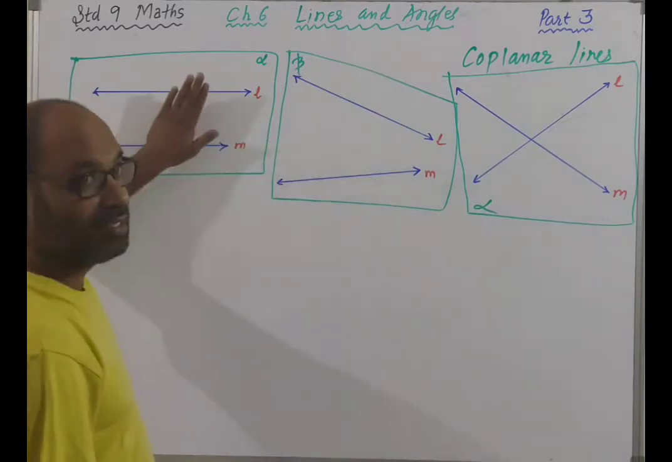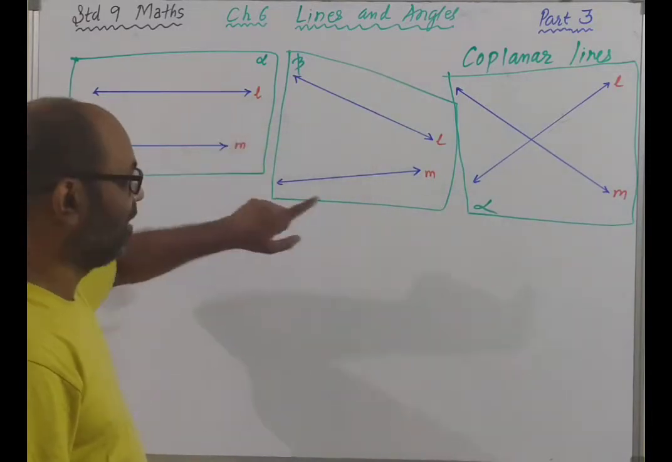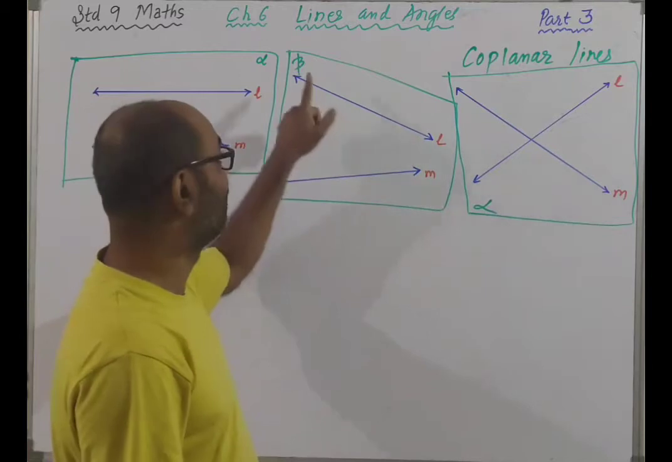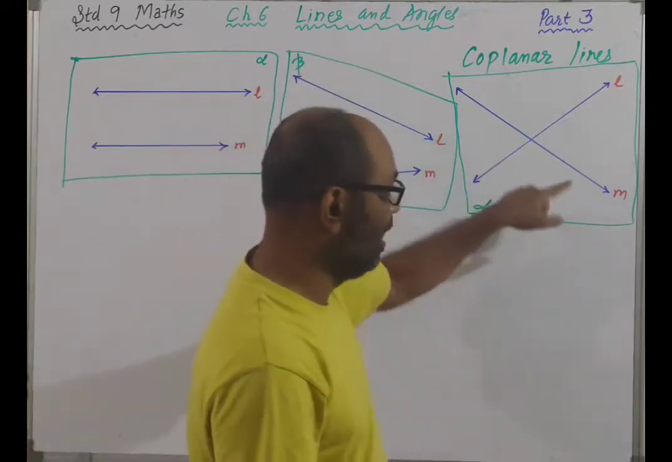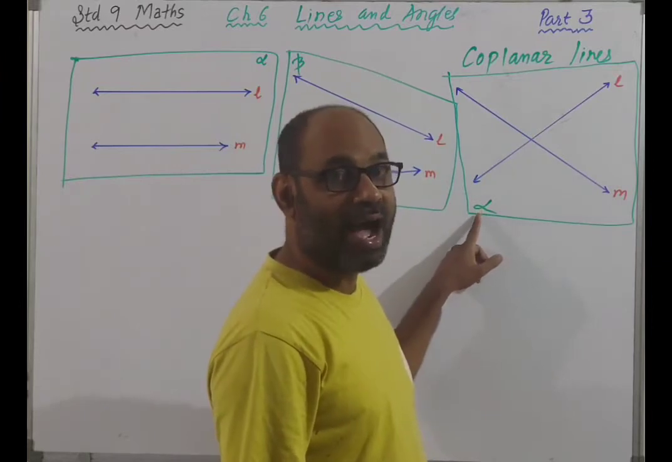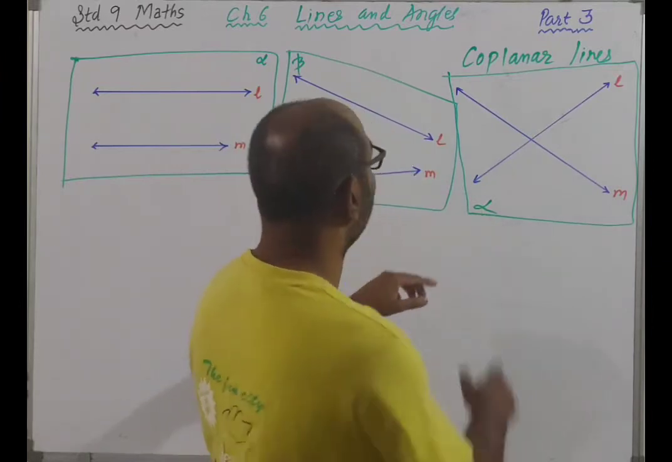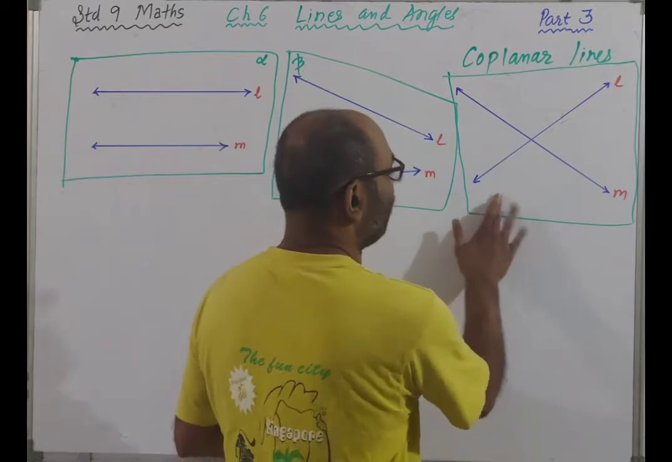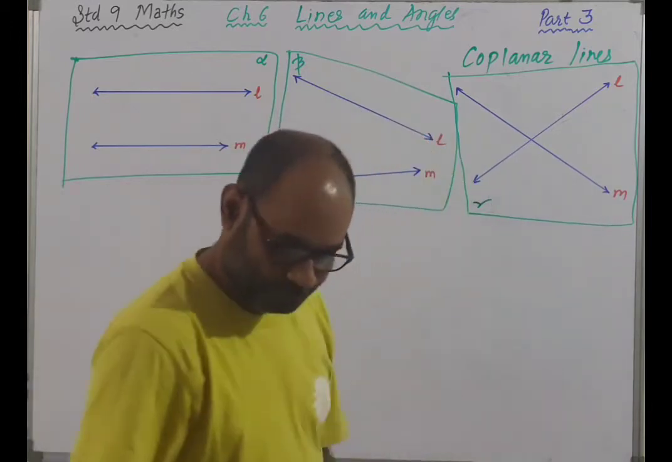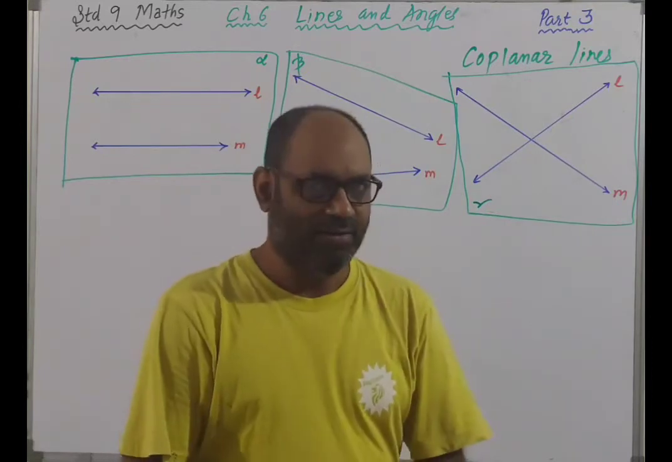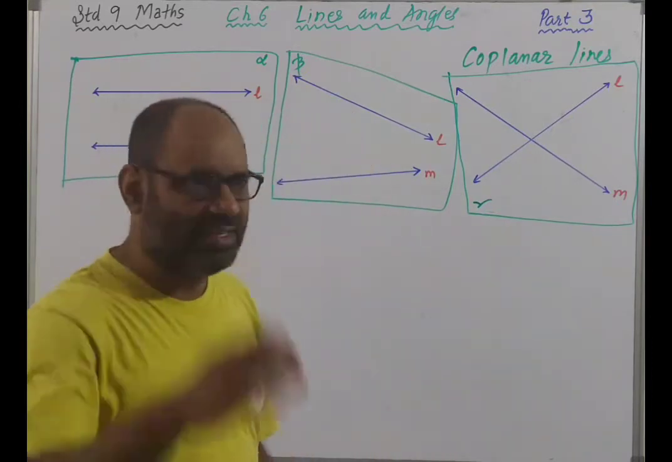L and M lie in the same plane alpha, so they are coplanar lines. Line L and M lie in the same plane beta, so they are coplanar lines. Line L and M lie in the plane alpha. Sorry, gamma, but I wrote alpha. Gamma is somewhat like this. Okay? Fine. Now the question may arise in your mind.